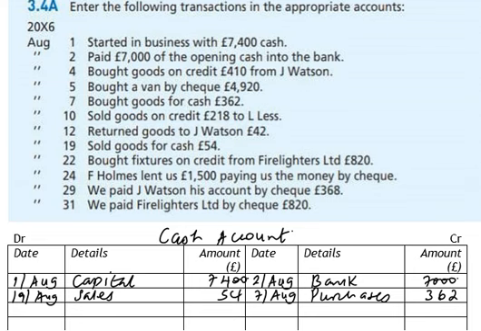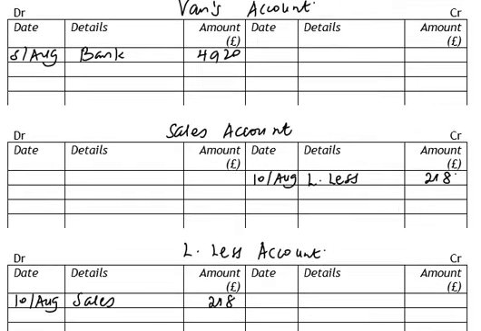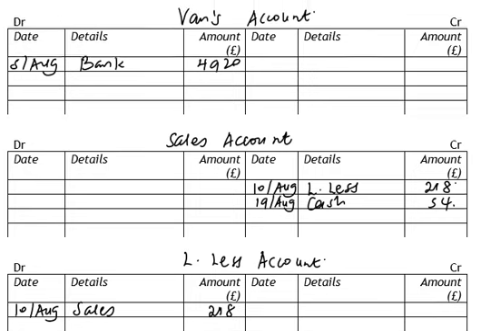But of course, we have to complete double entry. So you'll go to the sales account and then you credit it with these sales for cash. That is on 19th. Cash. How much is this cash? 54. That is 54.